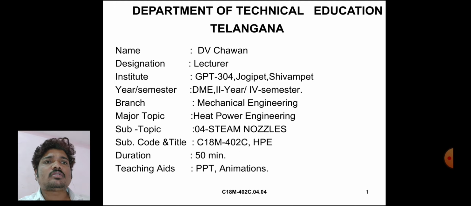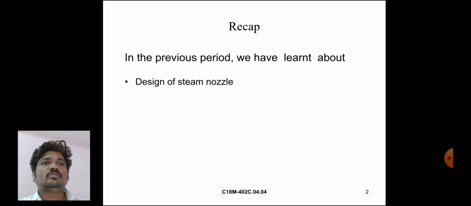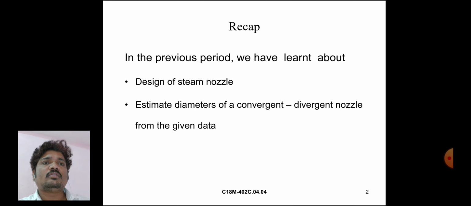Today in class we discuss Heat Power Engineering, fourth chapter, steam nozzles. In the previous period, last class, we learned about the design of steam nozzles and how to estimate the diameter of a convergent divergent nozzle from the given data.